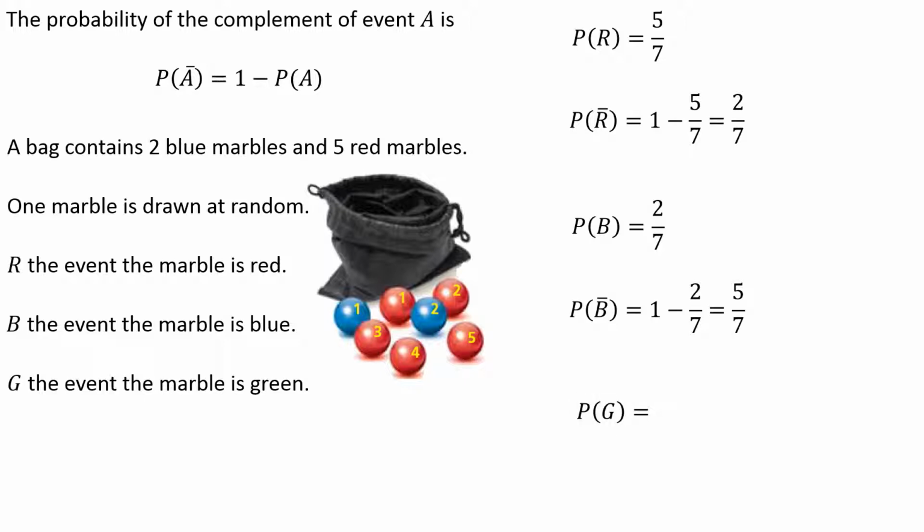Probability of green. I don't see any green marbles. It's not going to happen. Probability of not green. Well, 1 take away 0 is going to be 1. The probability it's not green is 1. 100% of the time I will not get a green marble. 0% of the time I would get a green marble.